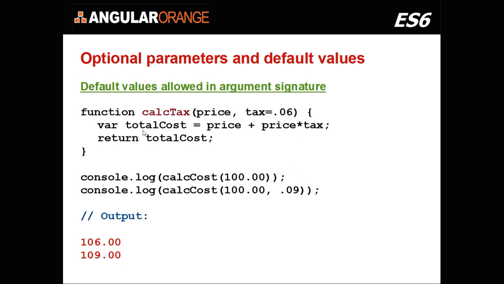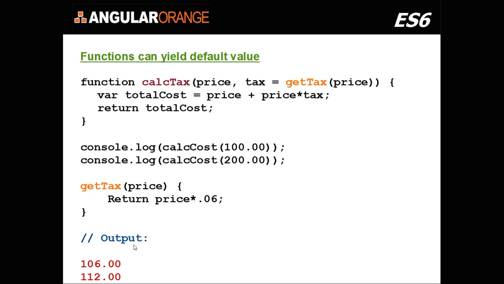So in this case here, we have our total cost as the price plus the price times tax. So the tax could be 0.06 by default, or you can charge any other tax. So when you log both of these function calls, you'll get 106 and 109. Functions can yield default values.